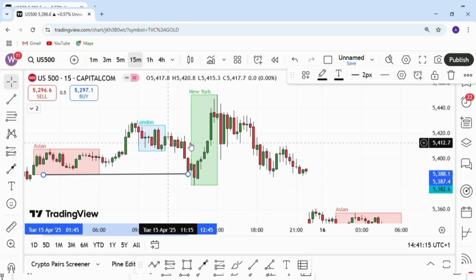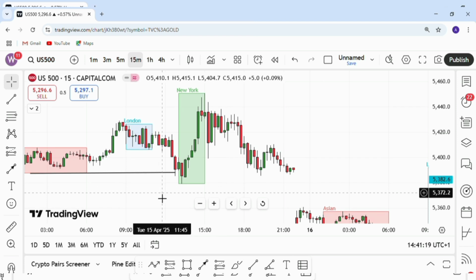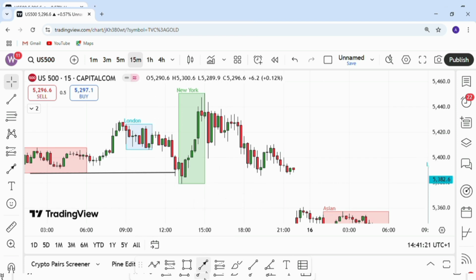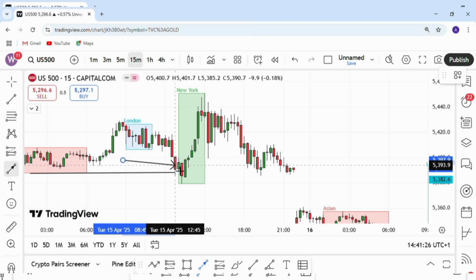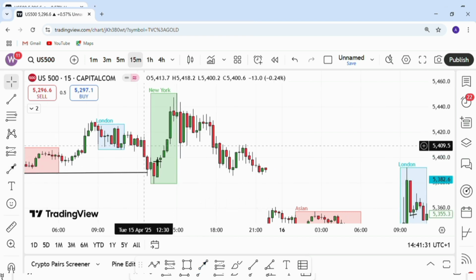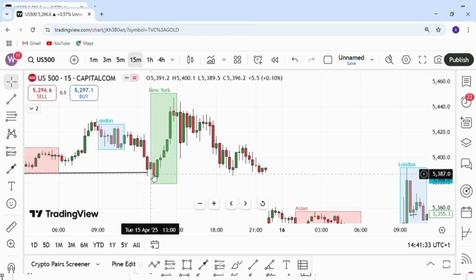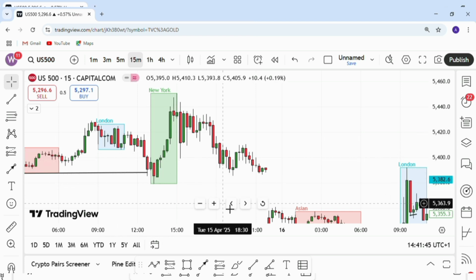Then what you can see is that after London, which is the pre-New York here, the market swept the liquidity with this candle. With this bearish candle here, the market swept the liquidity. So after the market sweeps the liquidity, this is New York. We are trading the New York session and the London. We are not trading outside the New York window or London window. So the New York open here, very good.